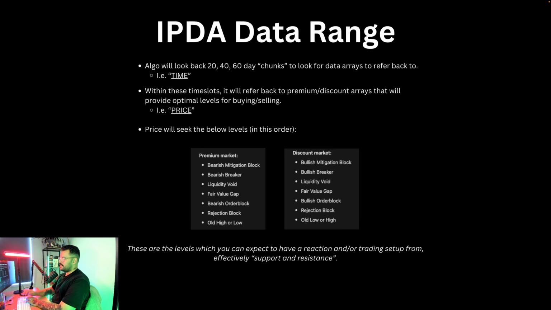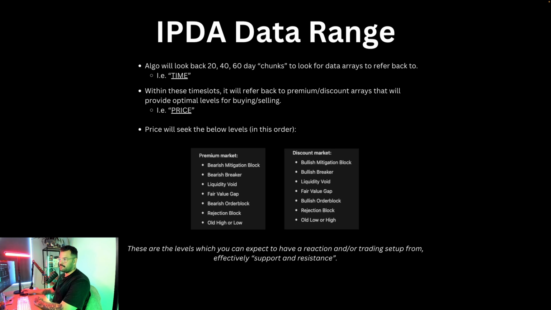So the IPDA data range: the algorithm will look back in 20, 40, and 60-day chunks to look for data arrays to refer back to, i.e. time. That's your time, okay? And within these time slots, it will refer back to premium or discount arrays that will provide optimal levels for buying and selling, i.e. your price. So time and then price.